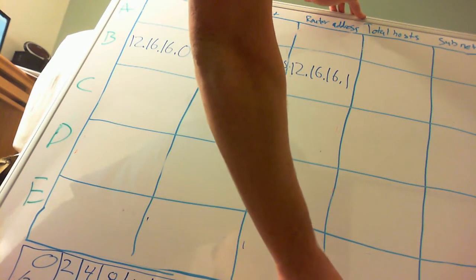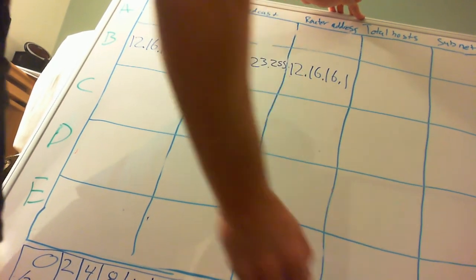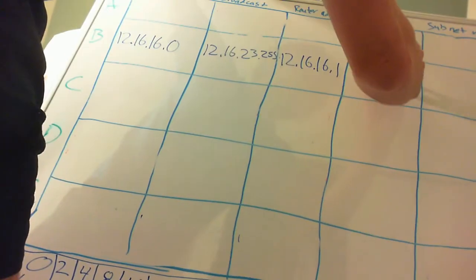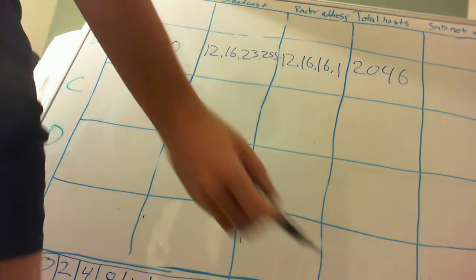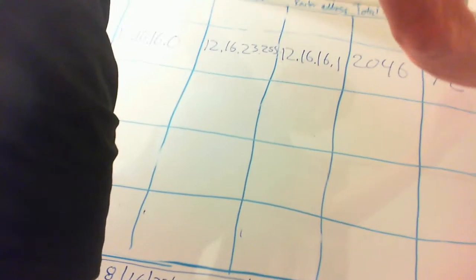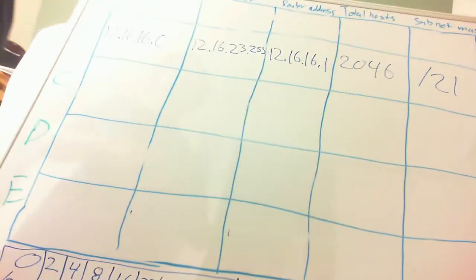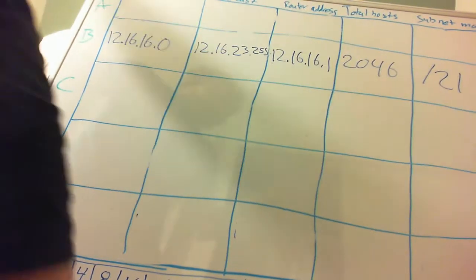Next step is total host. Since we were down here at 2048, it's 2 less than that, so 2046 and /21. So that one's done.